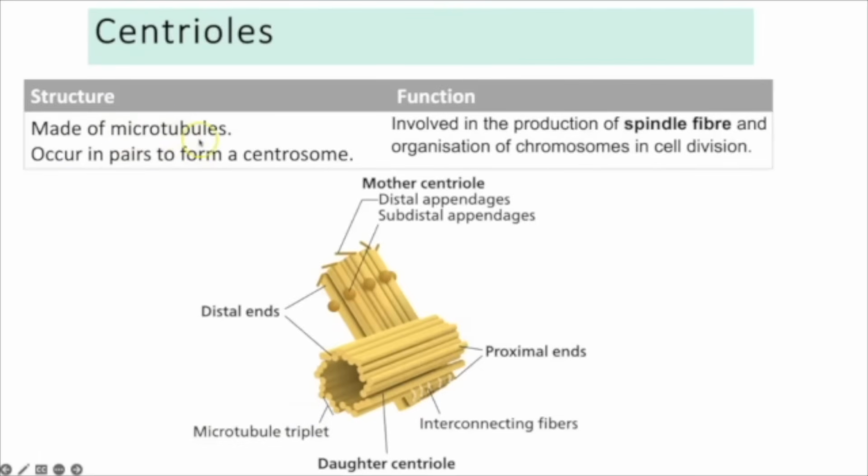Centrioles, these are made up of microtubules, which we can see here in this image, the microtubule. And they occur in pairs to form a centrosome. So that's what we're looking at here. We've got them as a pair forming that centrosome. Now these are involved in the spindle fibre formation, which is essential in organising the position of chromosomes in mitosis and meiosis.